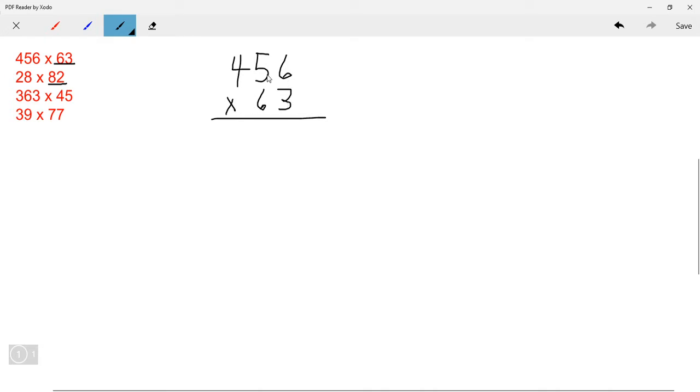So we're at 3 times 6, which would equal 18, and then I carry the 1. Now 3 times 5 equals 15, plus 1 equals 16. And then I would carry the 1 again. 3 times 4 is 12, plus 1 is 13. So this is 3 times 456.